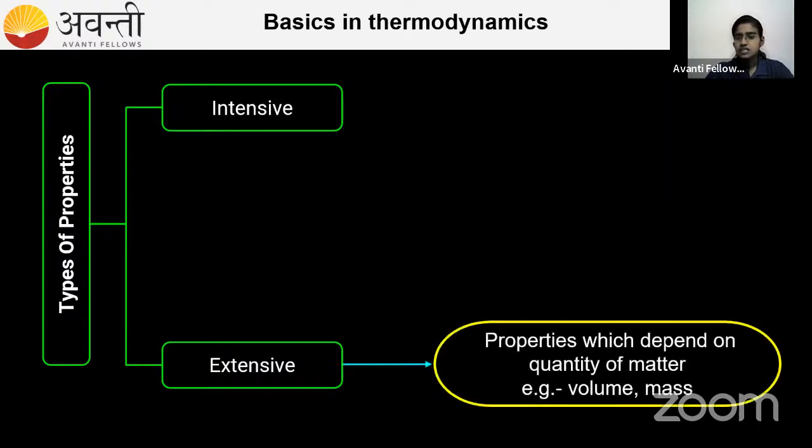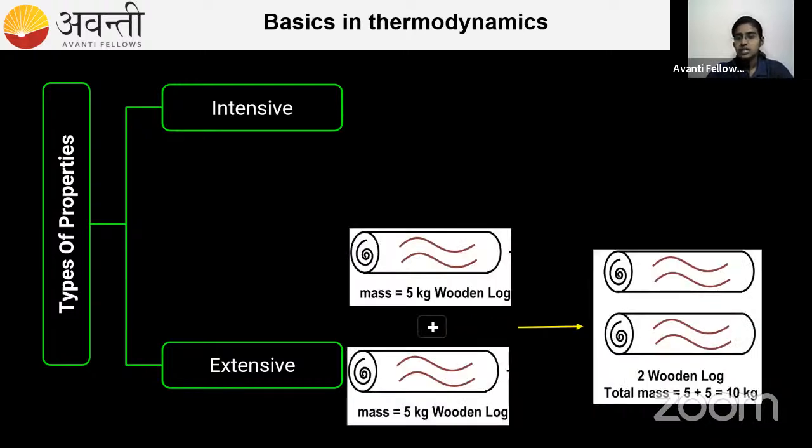Now coming to extensive properties, the properties which depend on the quantity of matter are called extensive. They depend on the mass, for example volume, mass, etc. Initially I have 5 kg of wooden log. Now if I add another 5 kg, I will get 10 kg, right? The mass is changing, and the volume will change, everything will change, right? Those properties are called extensive properties. Examples are very important.